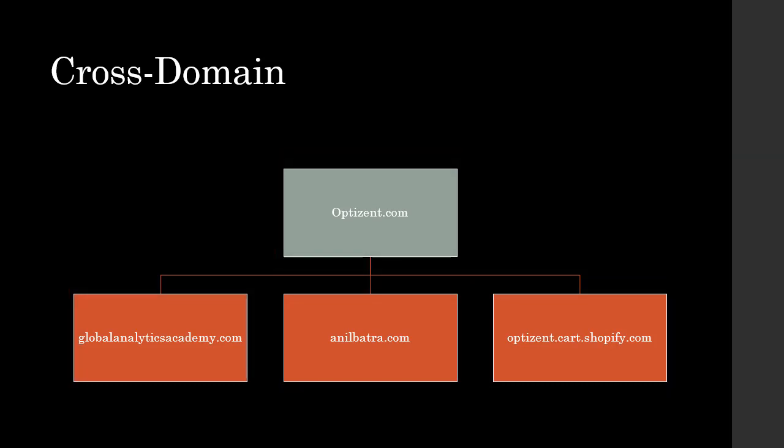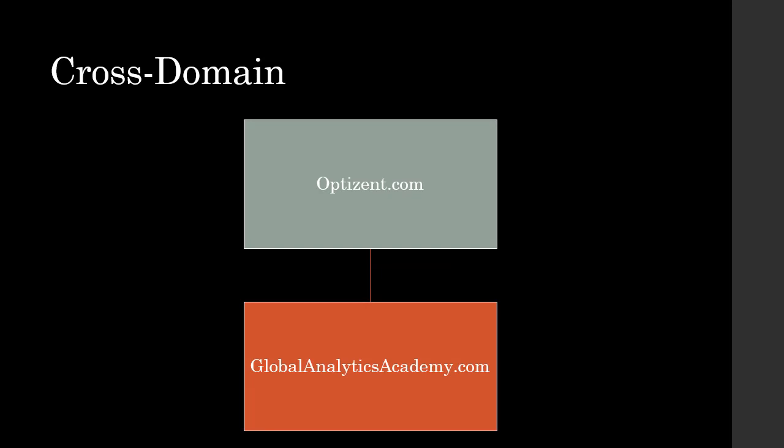Just like subdomain tracking, cross-domain tracking also has two issues. Let's take an example where I have these two domains, optizen.com and globalanalyticsacademy.com. A user can go between these two domains. However, I want that user to be counted as one user, not two separate users. In order to do that, I have to put the same tracking code on these two domains. However, just like subdomain tracking, we still have two issues. Let's revisit and see what those issues are.